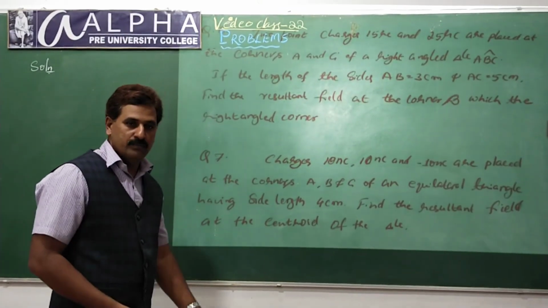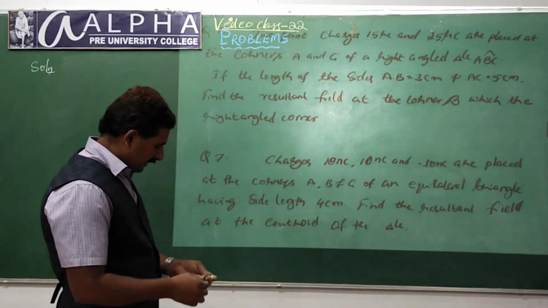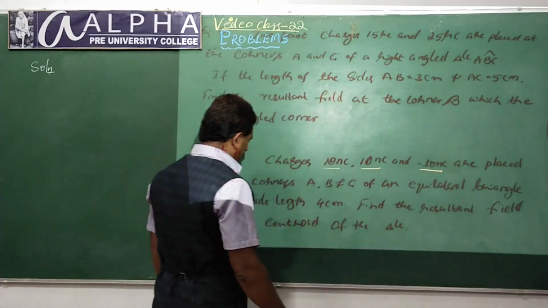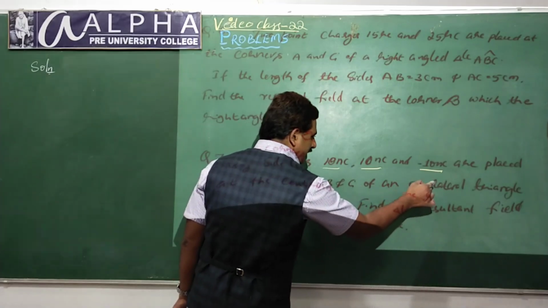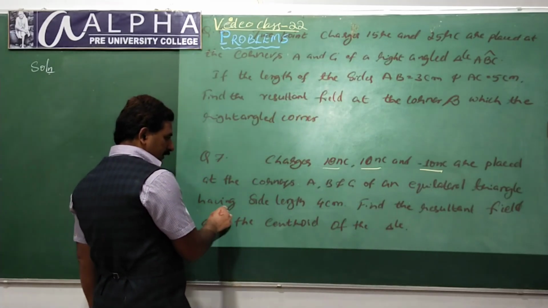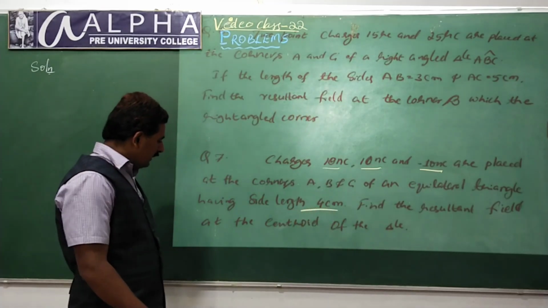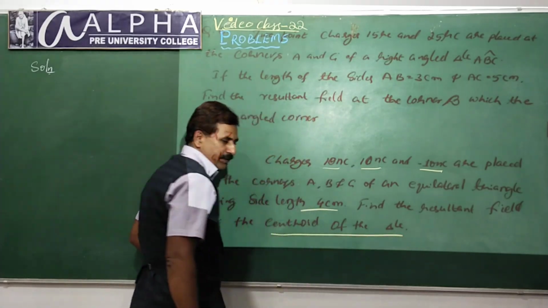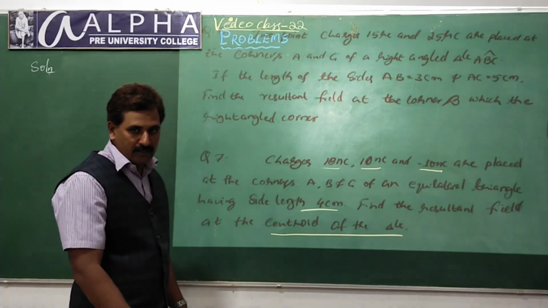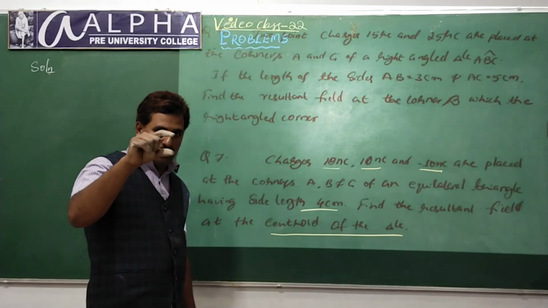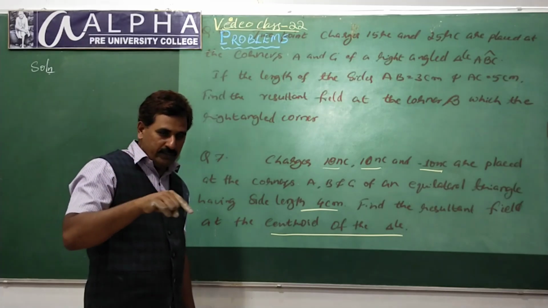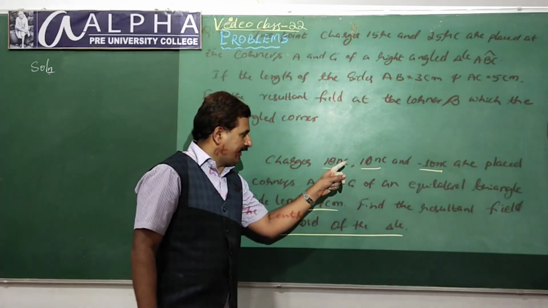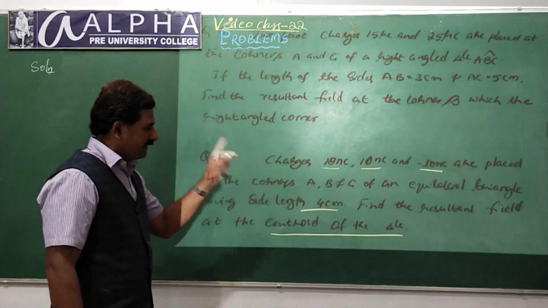Students, third problem, today's class. Three charges, 10 nano, 10 nano, minus 10 nano, are placed at the corners of an equilateral triangle ABC of side length 4 centimeter. Find the resultant field at the centroid. You know centroid? How to draw centroid? Center of a triangle, equilateral triangle. From that, if you draw a circle, it passes through all the three corners. Right? So, 3 charges data: 10, 10, minus 10, side length 4.